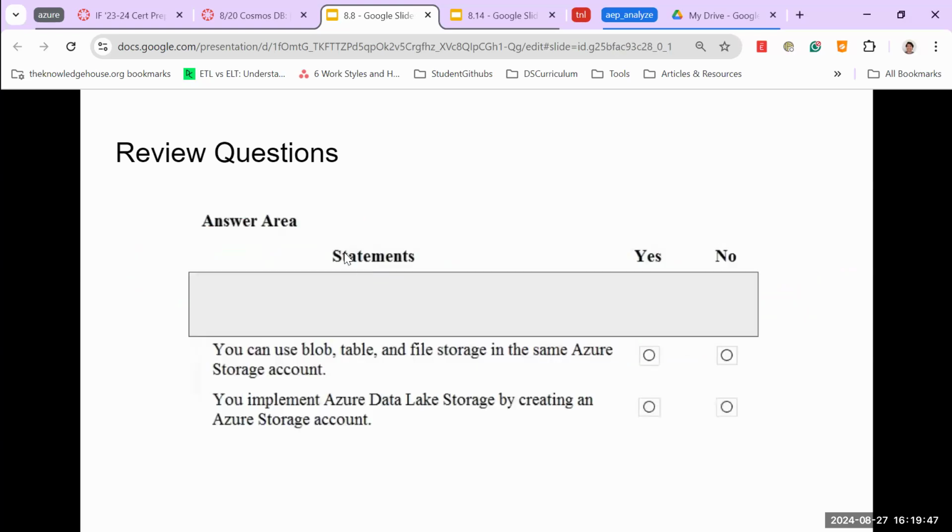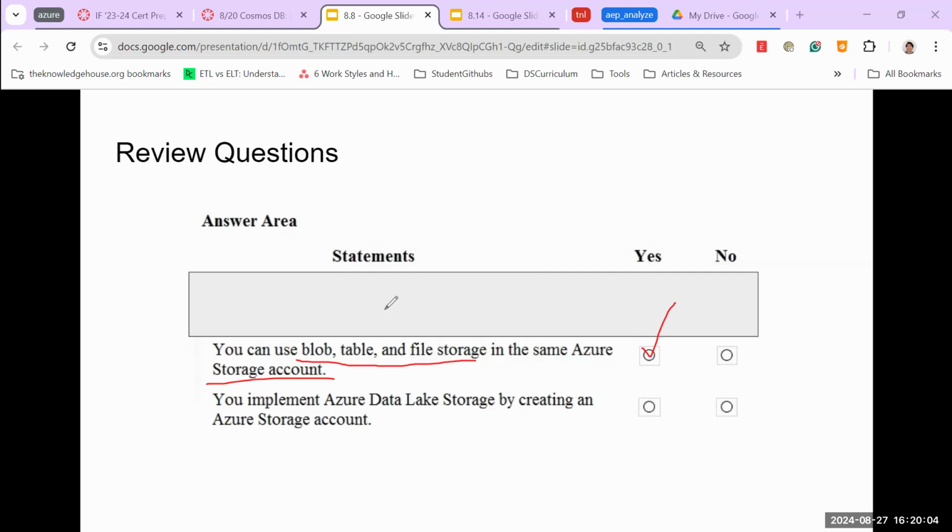Next question, or next series of questions. You can use blob, table, and file storage in the same Azure storage account. True or false? Pause the video, think about this. The answer is most definitely yes.